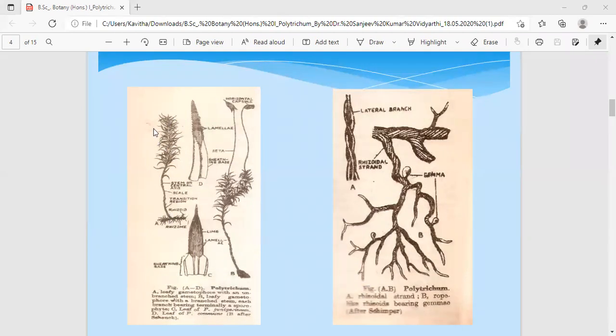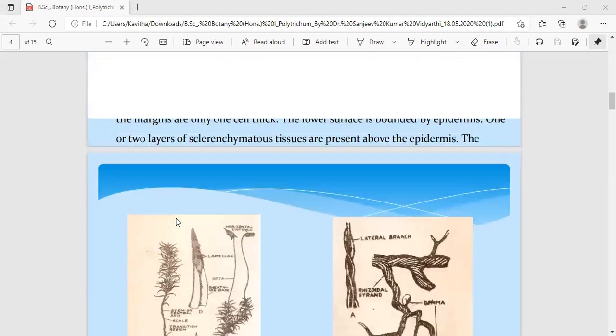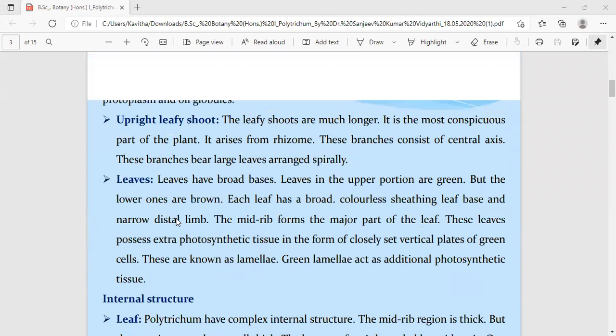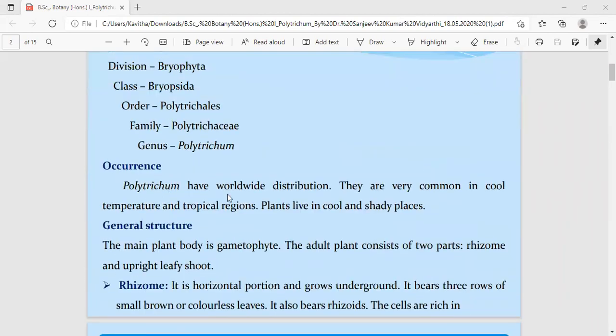In Anthoceros and Marchantia, we call the plant body a thallus. But in Polytrichum it shows the resemblance of a plant structure, having a stem-like structure, leaf-like structures and root-like structures, or what we call a rhizome. As the Polytrichum shows the appearance of a plant, it is considered a miniature plant.